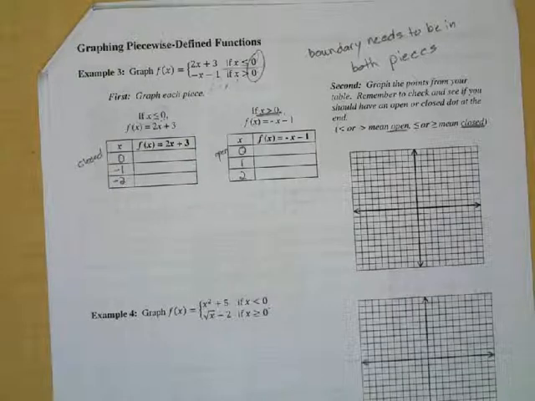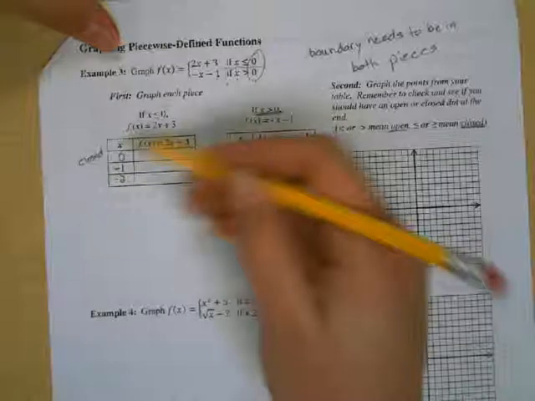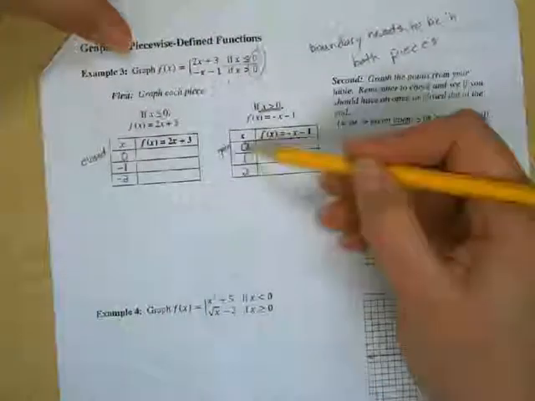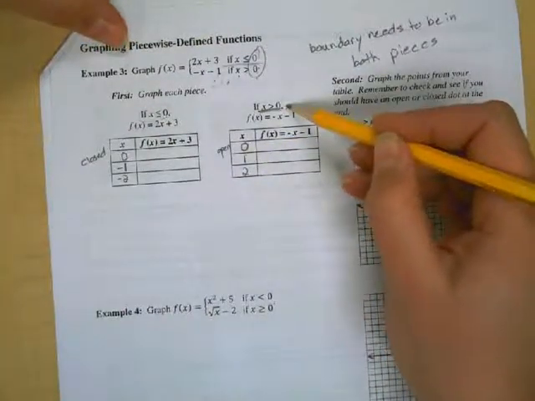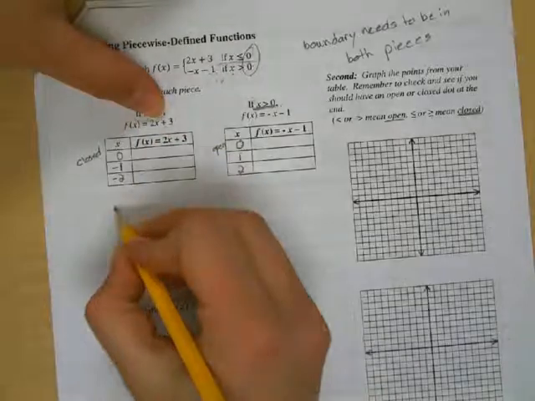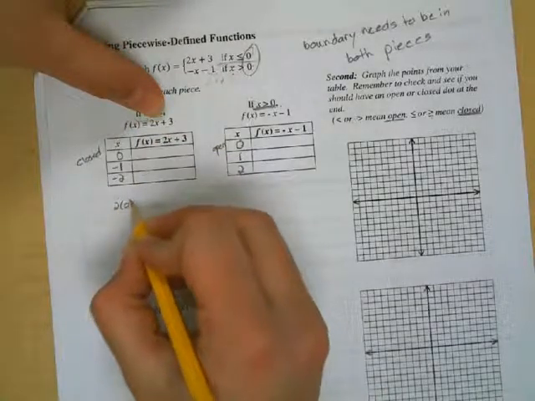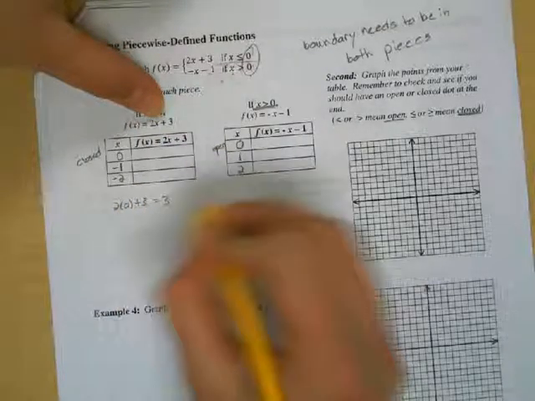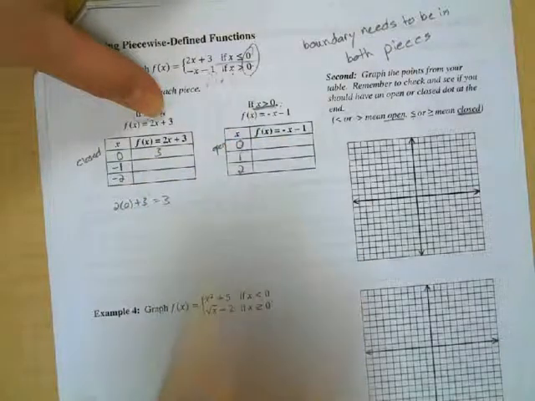Okay, so now I've picked my x values. My x values fit within my parameters. These x values here are all greater than 0, so they fit within my parameters. Now I plug them in using the function it says to use. So here, 2 times 0 plus 3, which is 3. So when x is 0, y is 3. Do that for each one.